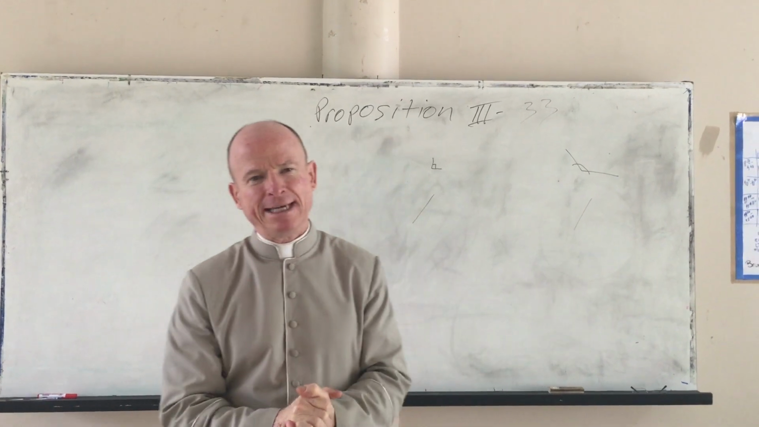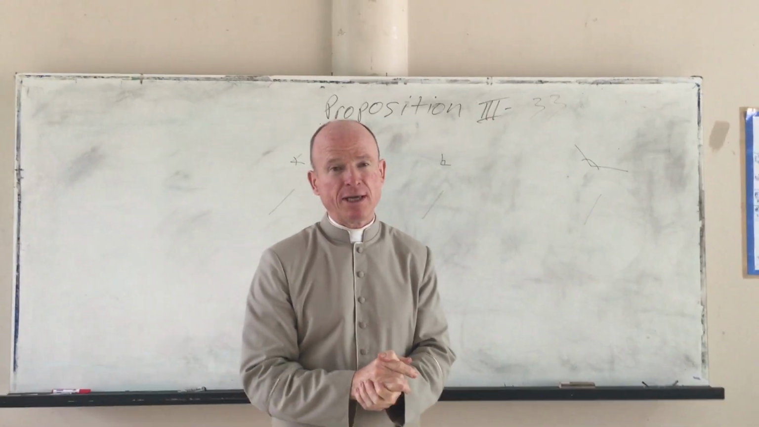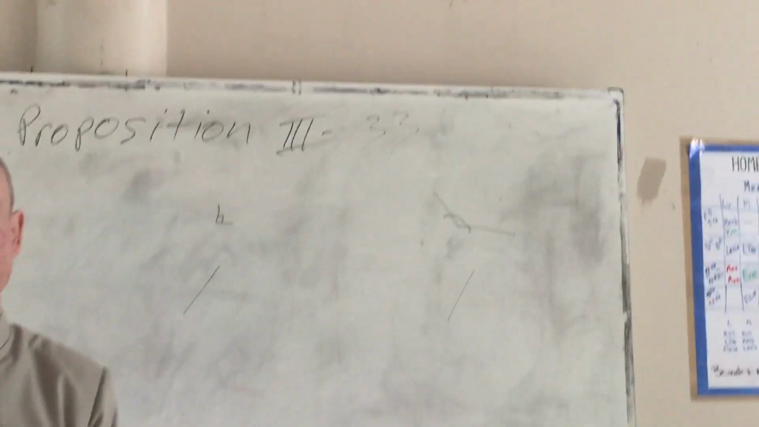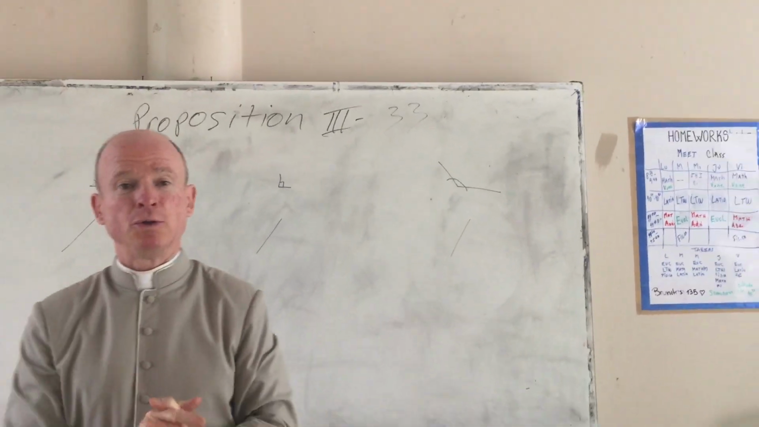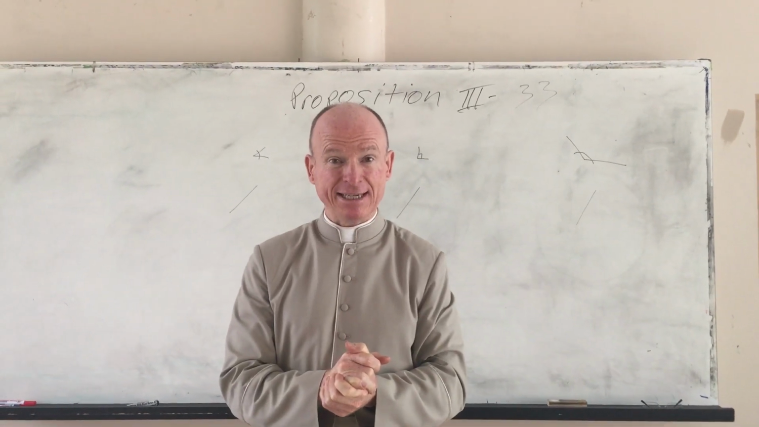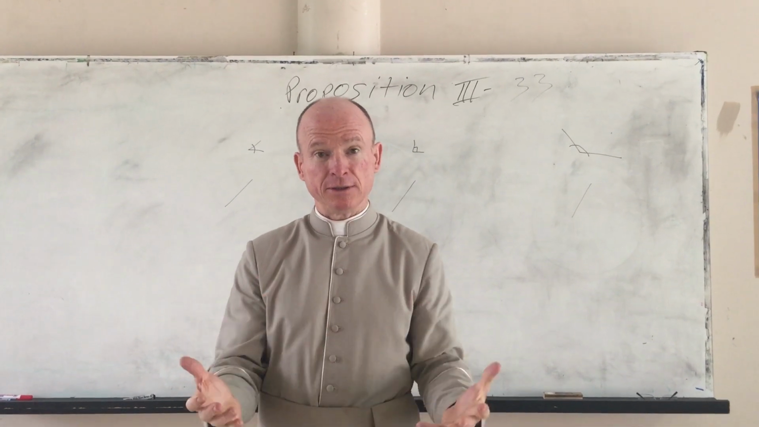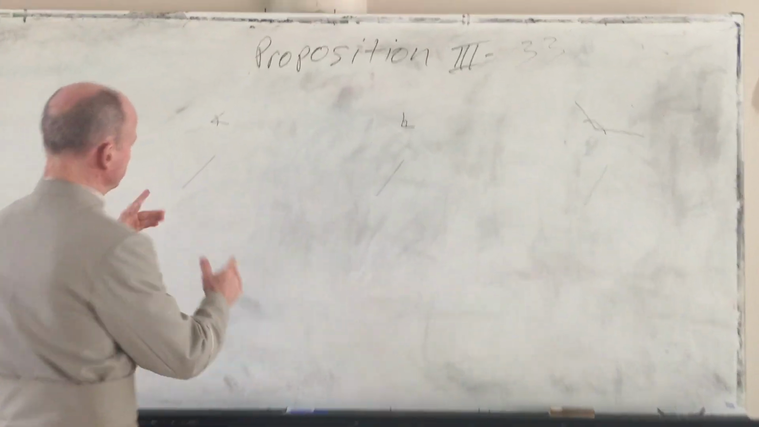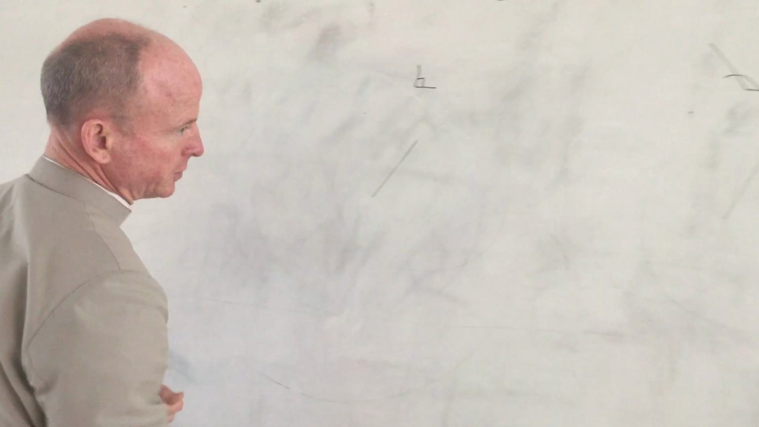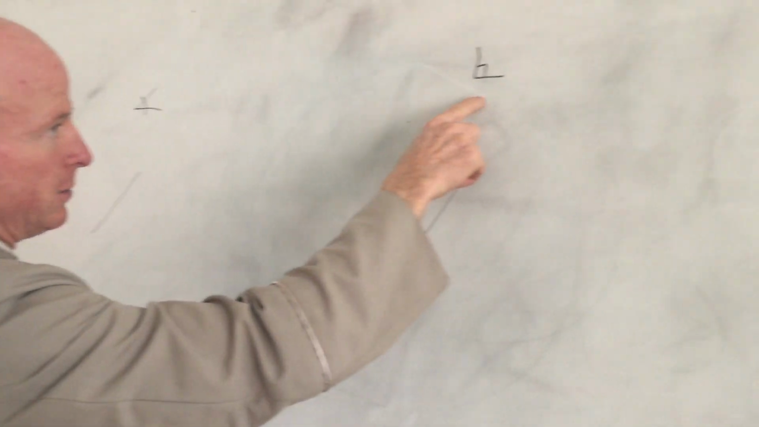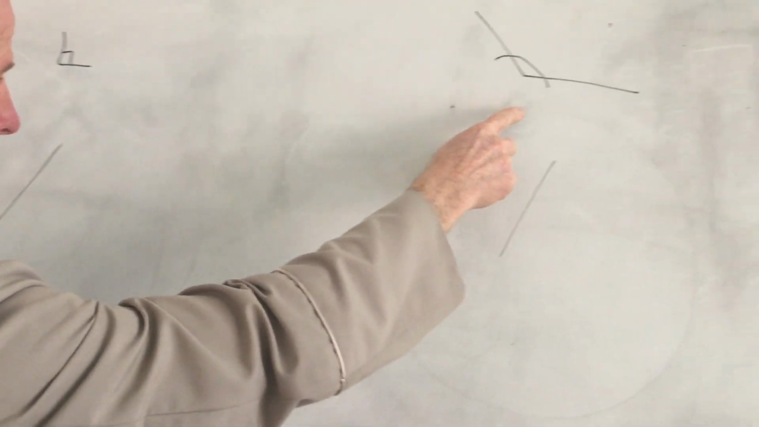Hello, dear students. Today we have proposition 33 of book 3. On a given straight line, to draw a segment of a circle admitting an angle equal to a given angle. Okay? So here we're going to have three possibilities. It's the same given straight line, just three different possibilities. The angle given is acute, then the angle given is a right angle, and the angle given is an obtuse angle, just to make sure we cover all our bases.